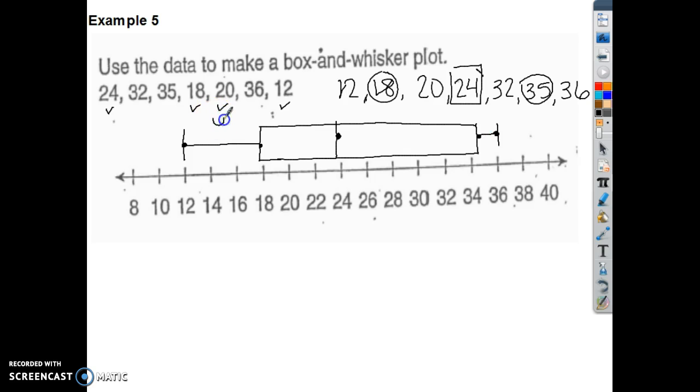So this is our first quartile. And hold on a second, let me erase this. From here down represents our first quartile, so this whole section. From the median down represents the second quartile. Our third quartile is the right half of the box, and our fourth quartile is the upper whisker.